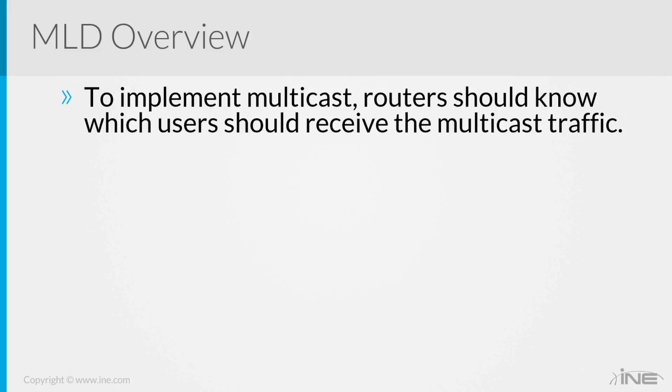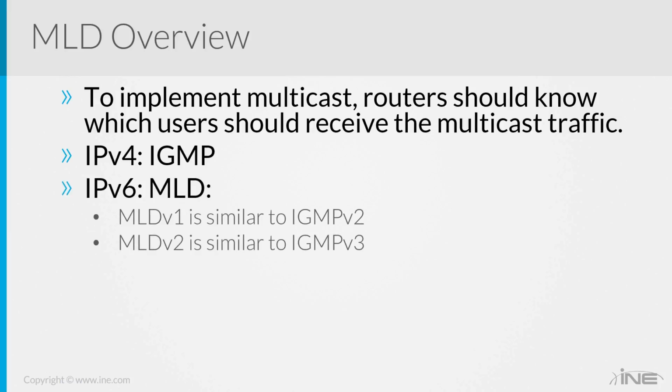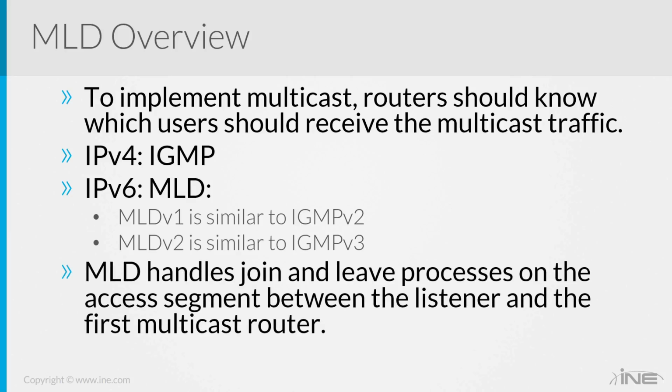So, what is it? To implement multicast, routers should know which users should receive the multicast traffic. Like IPv4, we use IGMP. So, is that similar? Well, MLD basically is IGMP. Version 1 is similar to version 2. MLD version 2 is similar to IGMP version 3. MLD handles joins and leave processes on the access segment between the listener and the first multicast router.